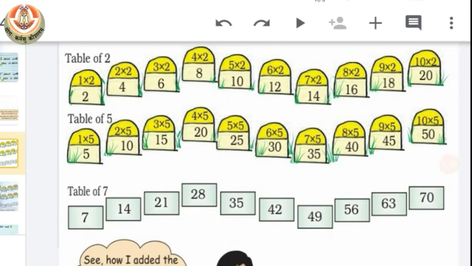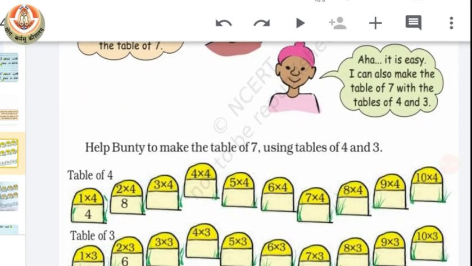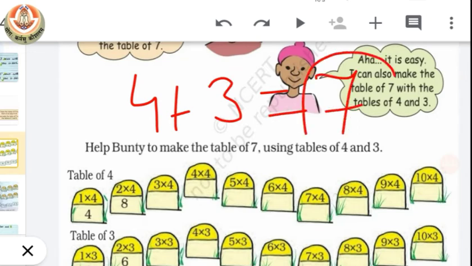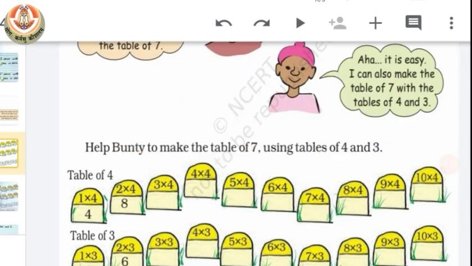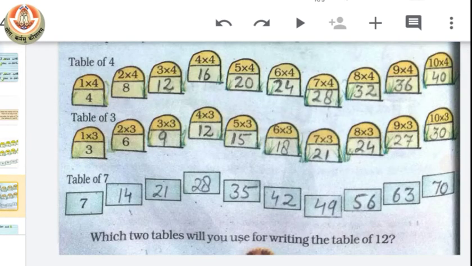So let's have an activity based on this. Now help Bunty make the table of 7 with the use of the tables of 4 and 3. So see, 4 plus 3 also gives 7. That means we can make the table of 7 with the help of the tables of 4 and 3 also. So let's help Bunty. So there is our solution.